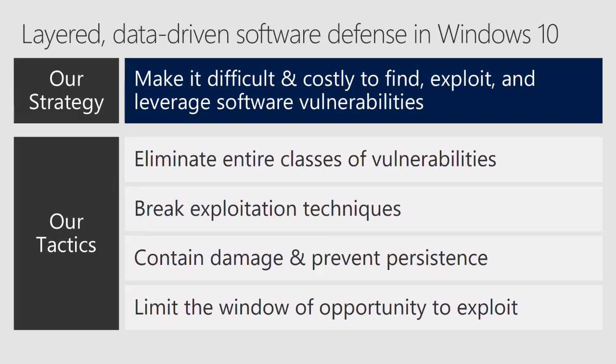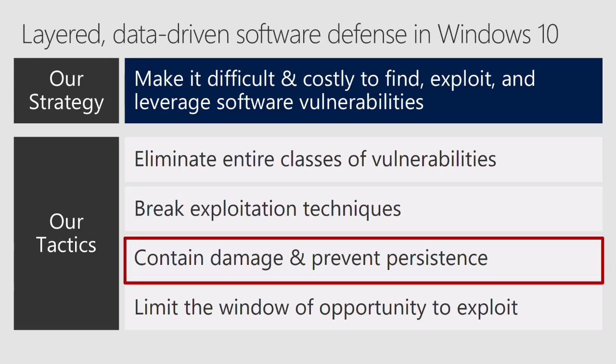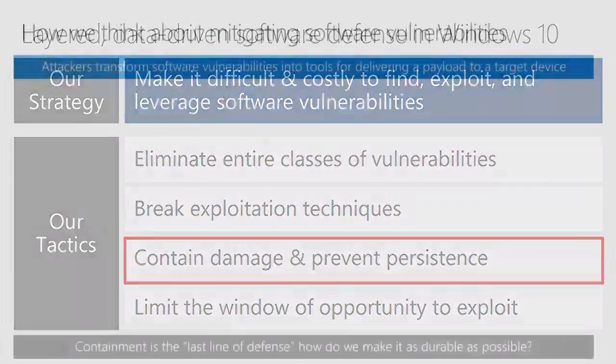The third piece is if we couldn't eliminate the vulnerability and we couldn't stop the exploitation technique, then we want containment. This exploit maybe has given the attacker arbitrary code execution, but we want to contain the damage there. And that is absolutely a critical part of our security strategy. And the fourth tenet here is if all else fails, limit the opportunity for attack. But what we're going to talk about today is why Application Guard and this micro-virtualization technology that we've built in the latest version of Windows is useful from a containment standpoint.